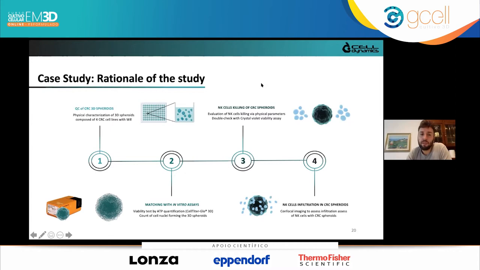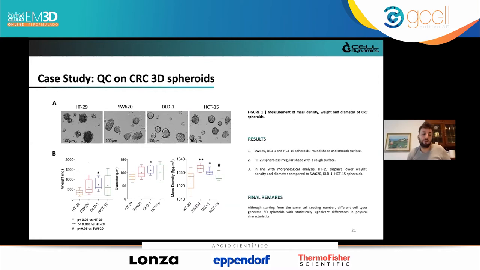So, starting from the beginning, spheroids were generated with SW620, DLD1, HCT15, and HT29. They were cultured in ultra-low attachment flat-bottom microplates from Corning Life Sciences, and analyzed after 6 days with bright field imaging. If we look at the images after a preliminary investigation with bright field imaging, it seems that spheroids of HT29 cells show irregular and rough shape compared to the other three types of spheroid. This preliminary data is also confirmed by data coming from our weight device. What is really interesting is that although starting from the same cell seeding number, different cell lines generate 3D spheroids with statistically significant differences in the physical parameters.